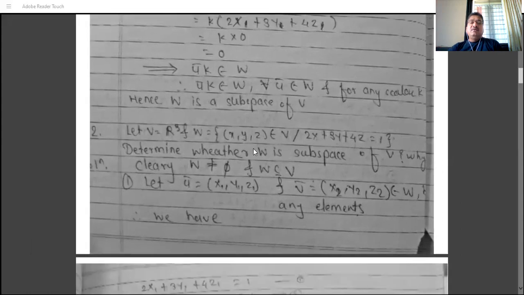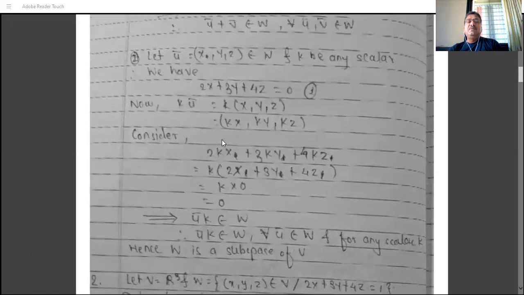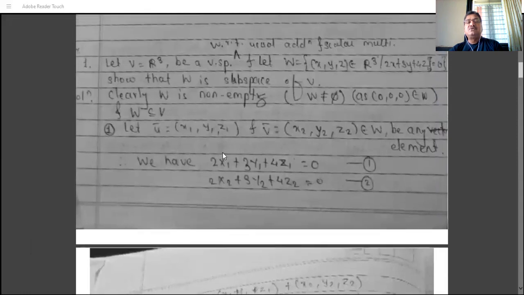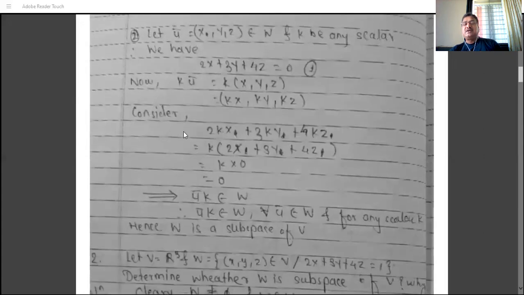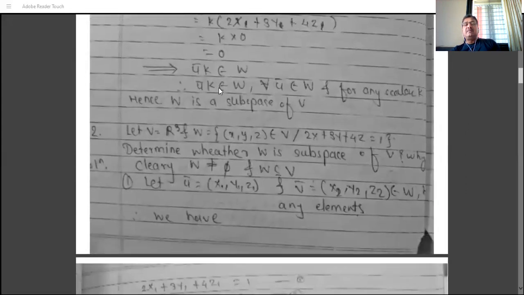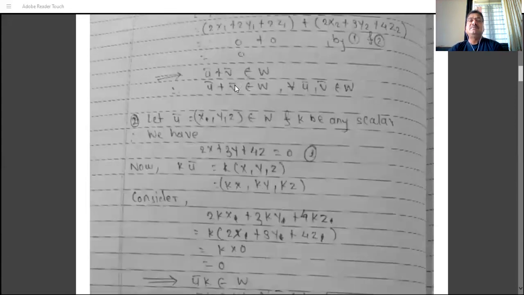So W is a subspace of V. Why? Because W is a non-empty subset of V, and W satisfies these two conditions. W is closed for addition and W is closed for scalar multiplication, and that's why W is a subspace of V. So here, how can you show the subset is a subspace? By showing the two conditions, that is W is closed for addition and W is closed for scalar multiplication. That is, the addition of every two elements of W belongs to W, and any scalar and any element of W, its scalar multiplication belongs to W, and therefore W is a subspace of V.